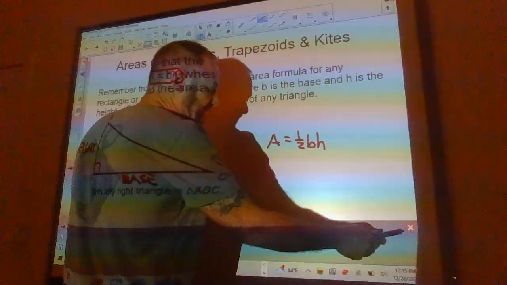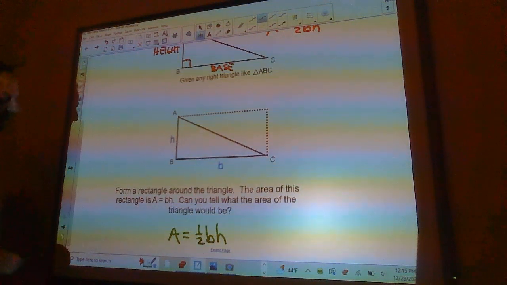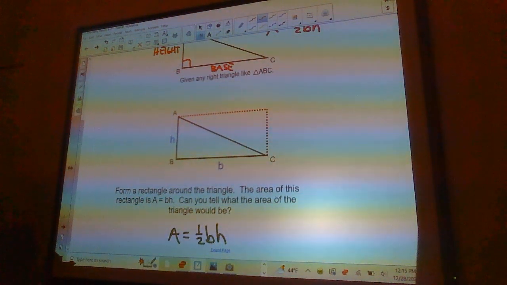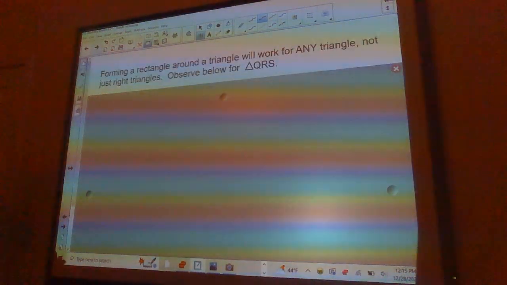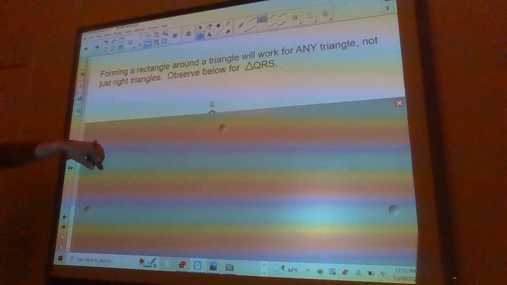Okay. Now, the thing is, will that work for any triangle? Well, here we go. Here we rectangulate it, and we get the formula right down here. Okay. So this will work for any triangle, not just right triangles. So take a look right here.